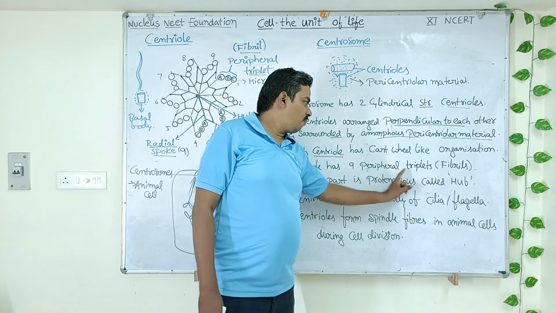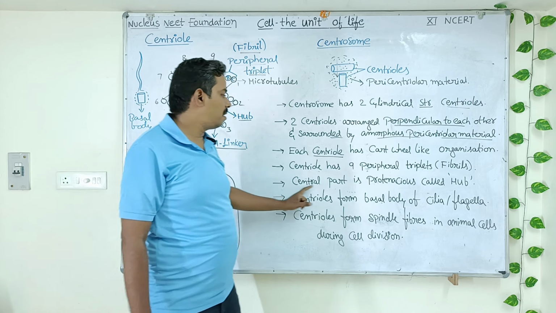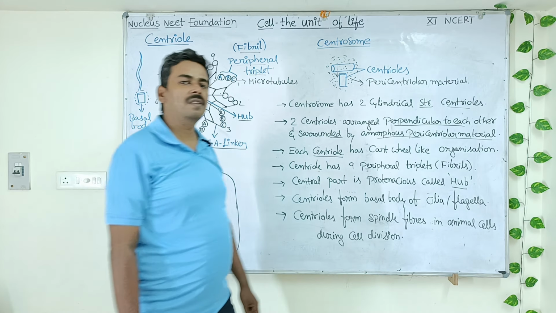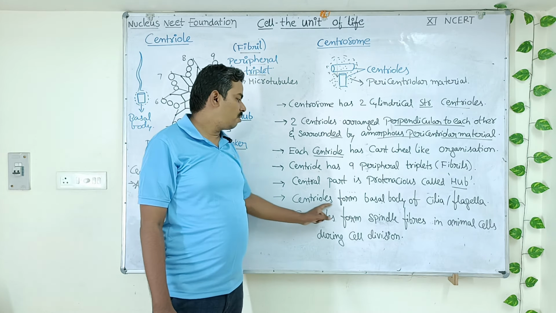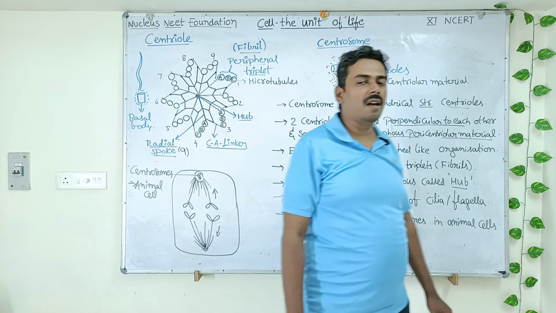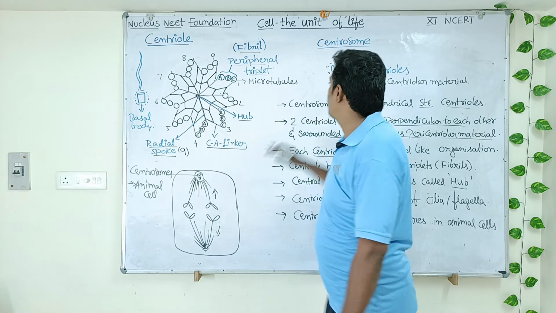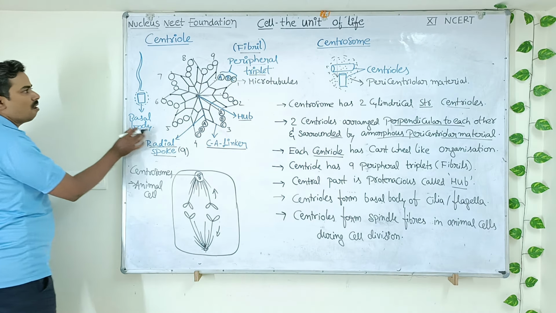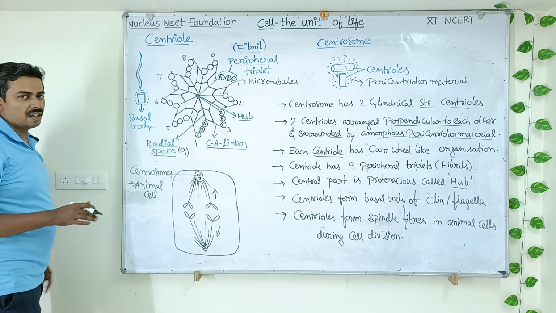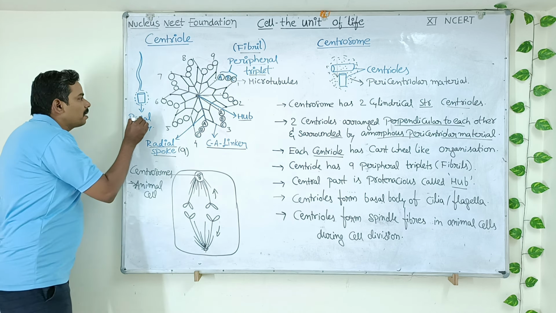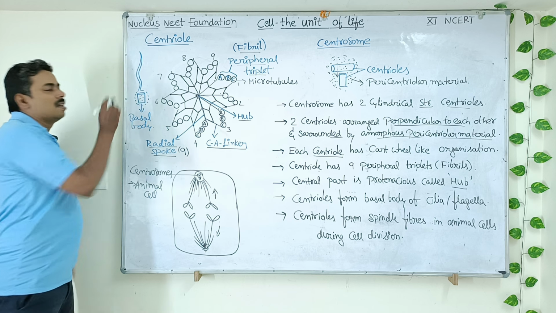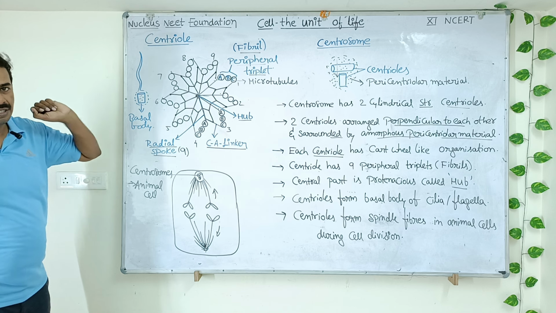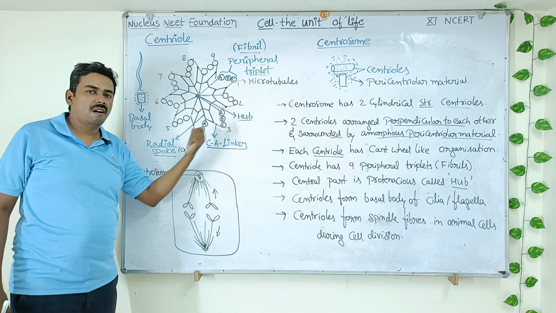The centriole has 9 peripheral triplets called fibrils. The central part is proteinaceous, called the hub. Just now we have discussed that at the center there is a proteinaceous region called the hub. Centrioles form the basal body of cilia and flagella. These centrioles are not only present in the centrosomes, they form the basal body of cilia as well as flagella. Earlier we have discussed, inside the basal body also we have a cylindrical centriole which has a structure similar to a cartwheel.